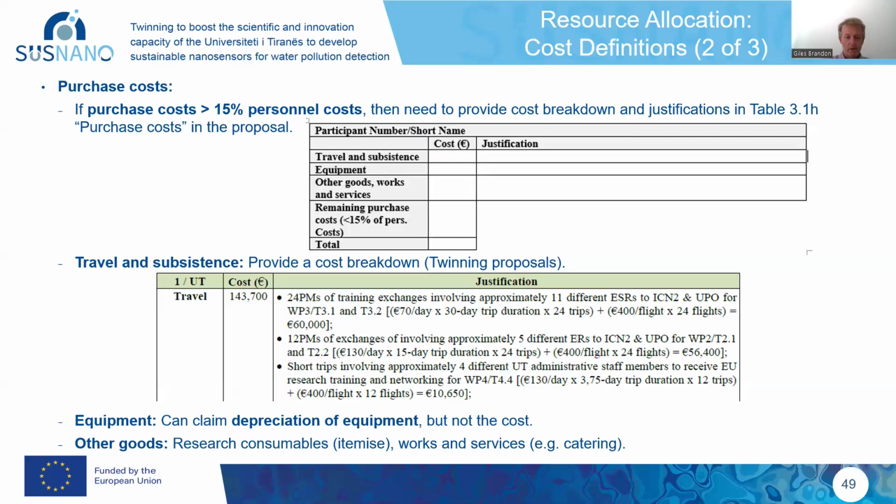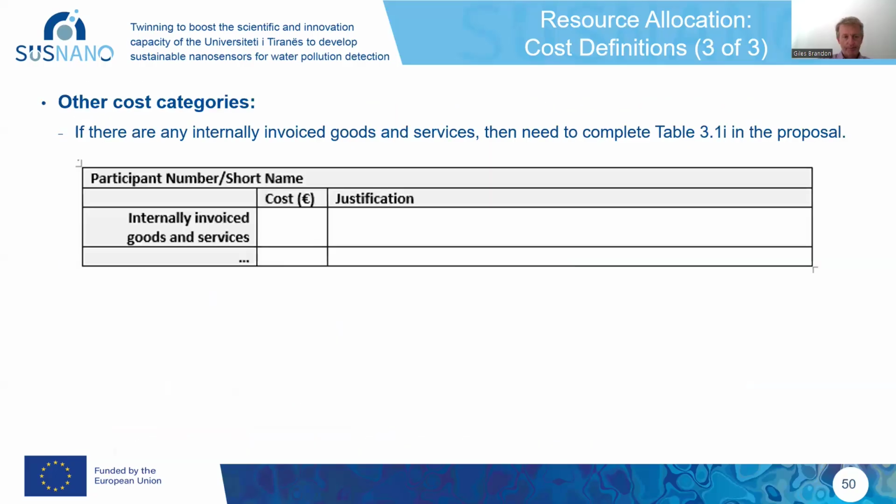The other goods also encompasses works and services, e.g. catering. And something I know for these sort of twinning projects, these ERA Chair projects, you're probably going to be hosting conferences, workshops. So the costs for entertaining, well, having a meal, catering at these events, those are eligible costs. Make sure you give an itemized budget for those.